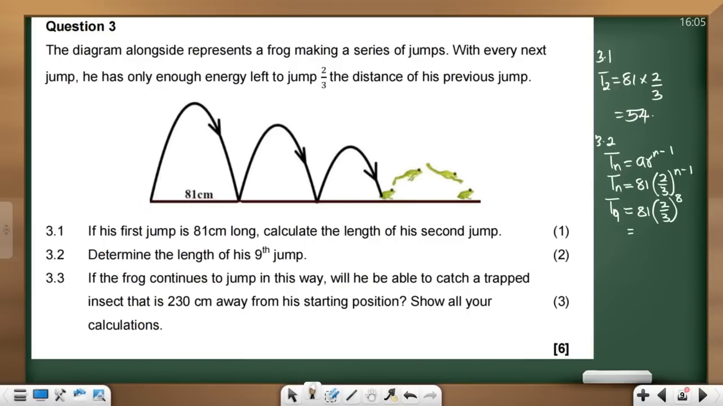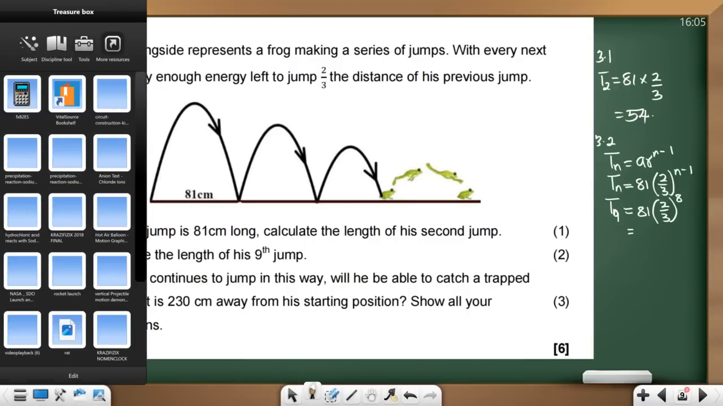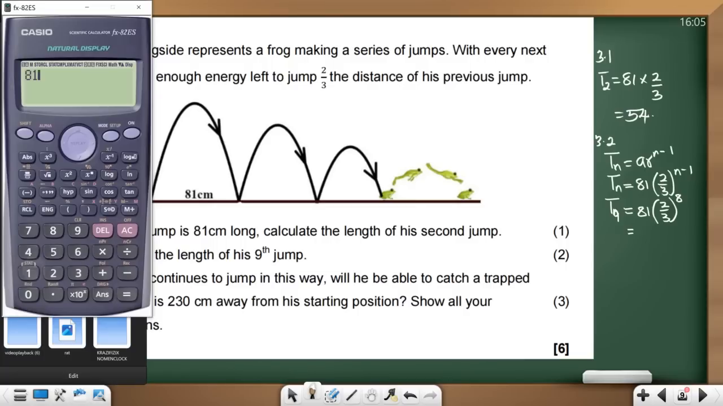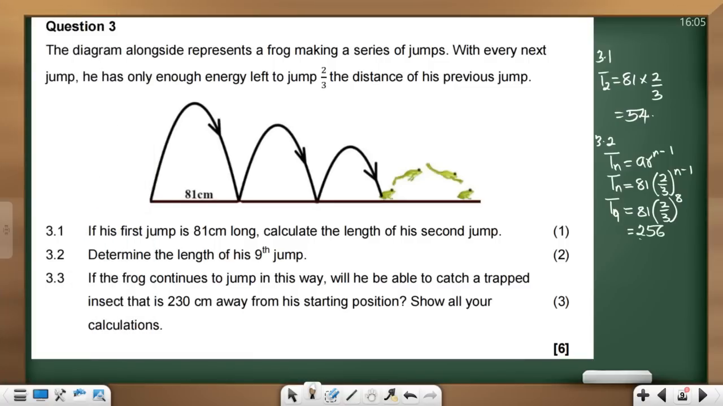Let's use a calculator quickly to get an answer. So it's a geometric, 81 times 2 over 3 to the power of 8. What is our answer? All right, 256 over 81.